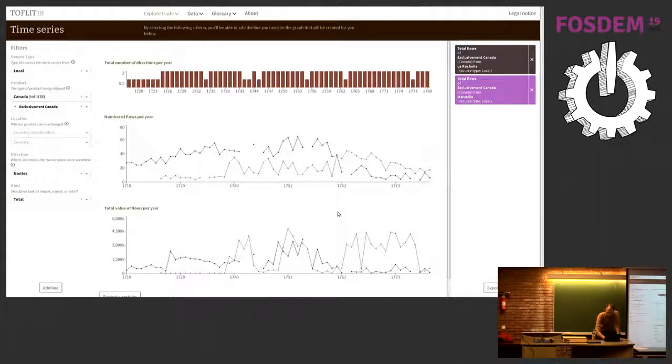And as you can see, we have a date here at which the curves flip. La Rochelle is above Marseille for the whole first period and then goes down under Marseille, both in terms of number of flows and value of flows. And this year is specifically the year when France lost its Canadian colonies to the British Empire after the Seven Years' War. So this is the kind of exploratory data analysis we want to provide to economic historians.